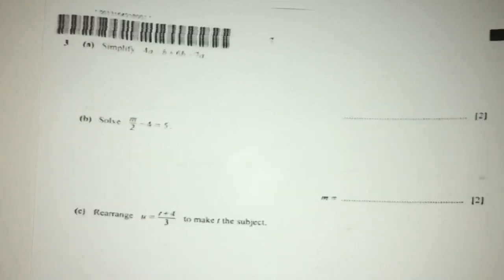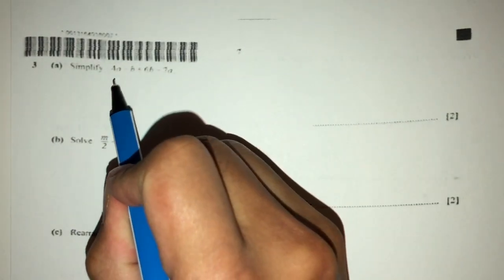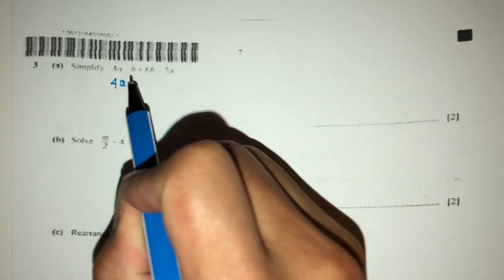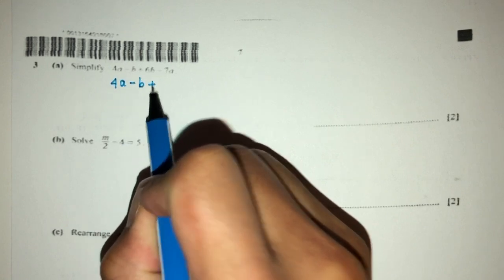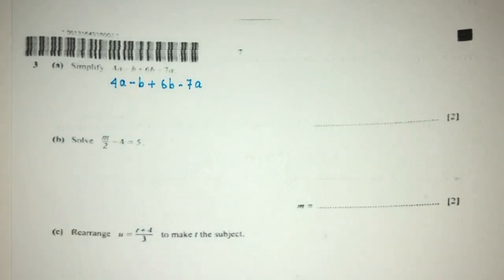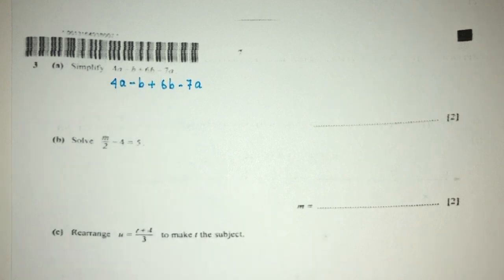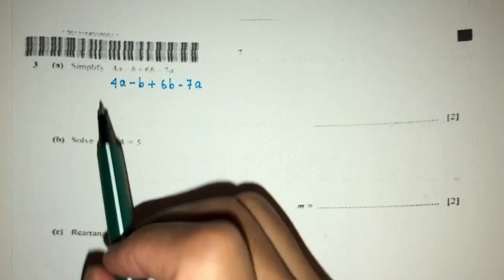Now let's move on to question number 3. So here we have to simplify this equation. As you can see, we have 4a, hopefully it's 4a actually, because I don't know exactly what this is. 4a minus b plus 6b minus 7a. So I hope that is the right value here, because I'm not too sure if that is correct or not. So let's try to solve this.